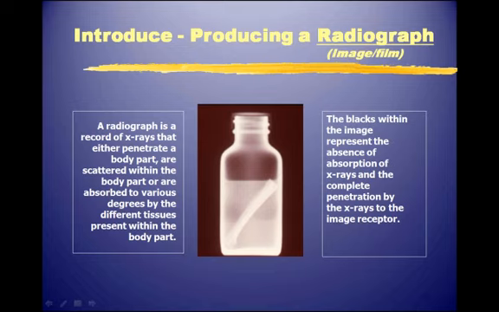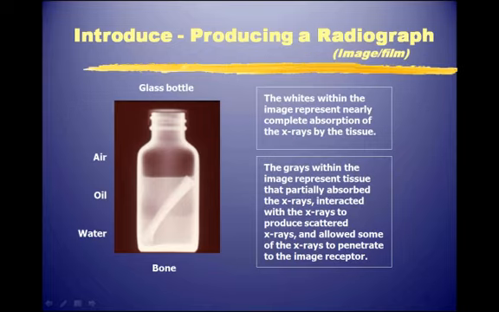A radiograph is a record of X-rays that either penetrate a body part, are scattered, or absorbed, as I mentioned in the previous slide. The blacks within the image represent the absence of absorption or complete penetration, if you will, to the image receptor. The whites within the image represent nearly complete absorption of the X-rays by the tissue. The grays within the image represent tissue that partially absorbed the X-rays or interacted with the X-rays to produce scattered rays, some of which reach the receptor.